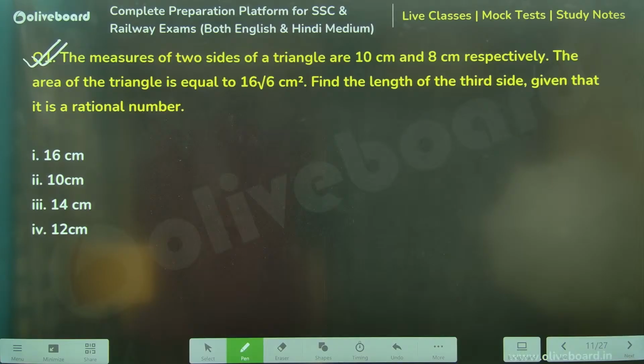Area is given to you. They're asking you to find the length of the third side, sir. What will be the best way to go? There are a couple of ways that you can start the question. I'm asking you which will be the better one.